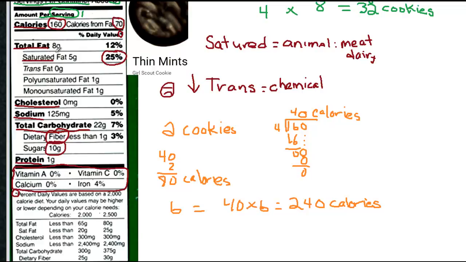We can do the same thing for fat. There's 8 grams of fat in 4 cookies. So 8 divided by 4 is equal to 2. And that means that there are 2 grams of fat in each cookie. Right? So if I had 10 cookies, that would be 20 grams of fat. 2 grams of fat in 1 cookie. So you can see we can get a lot of information off the nutrition label. So be sure to check it out.